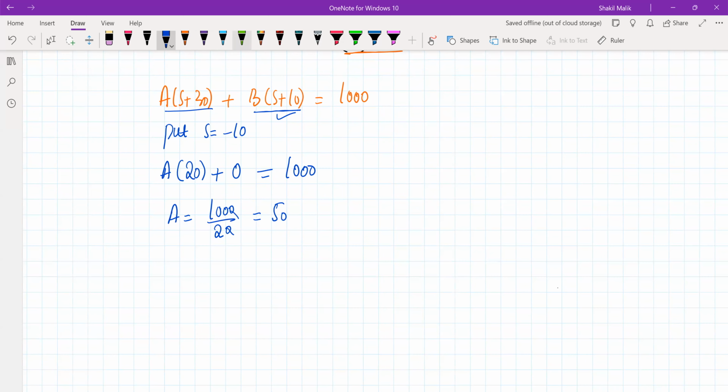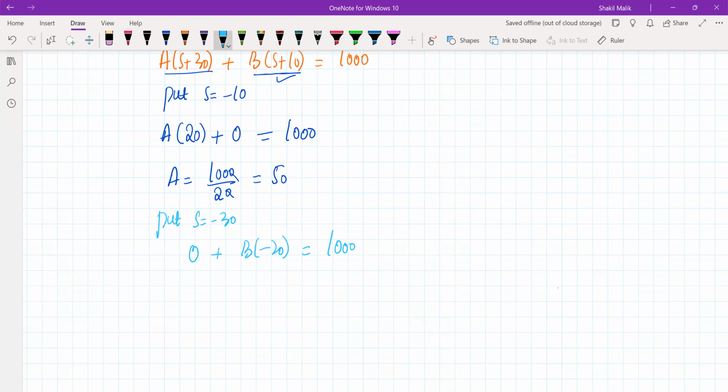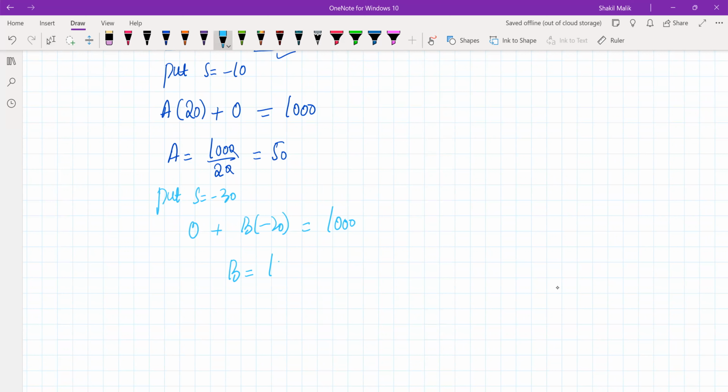Now to get the value of b, we'll make this term go to 0. How do we do that? We'll simply put s equal to minus 30. First term will be 0 plus b into minus 20, because s plus 10 will be minus 20. This is equal to 1000. That means b is simply 1000 divided by minus 20, which is equal to minus 50.